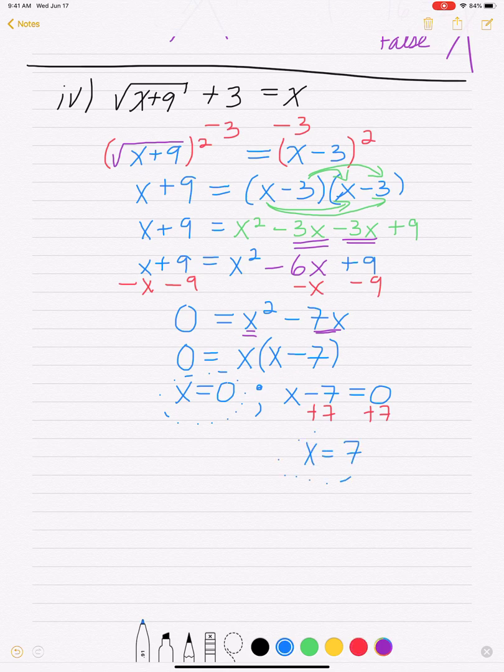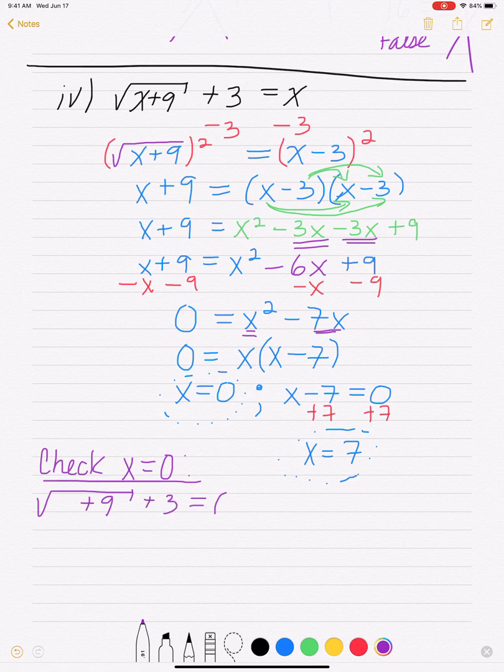Now remember I said potential solutions. You always have to check them when you're doing these radical equations, because sometimes you introduce these potential solutions that fail, and they're sometimes called extraneous solutions. So let's try x equals 0. Let's check it. I'm going back to my original equation, square root of x plus 9 plus 3 equals 0, and I'm going to plug in a 0 in place of the x.